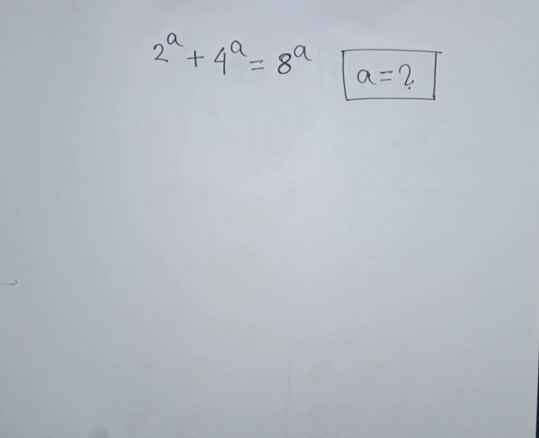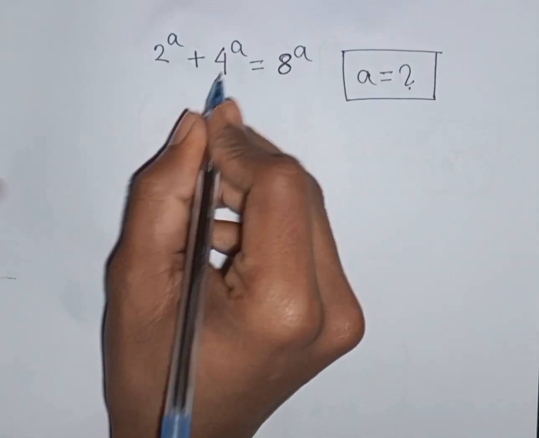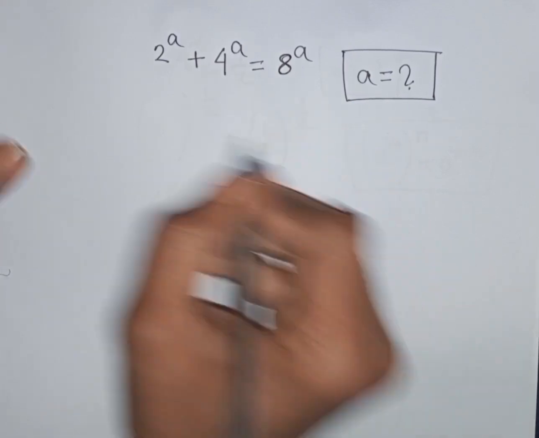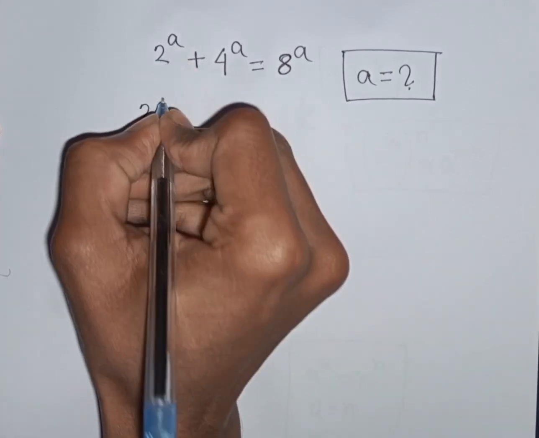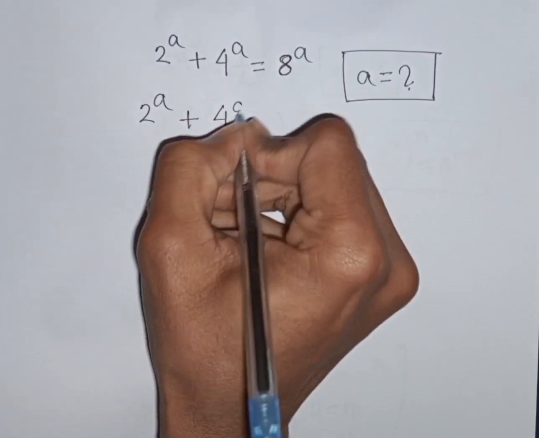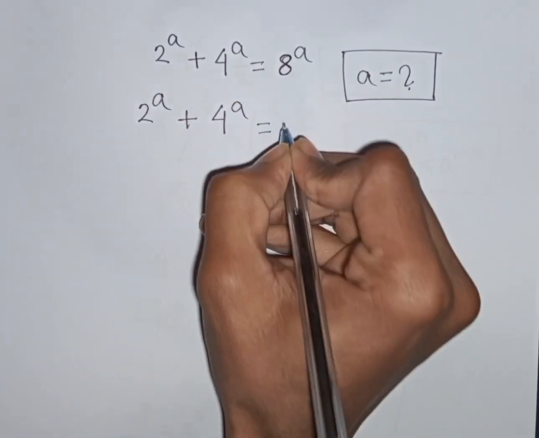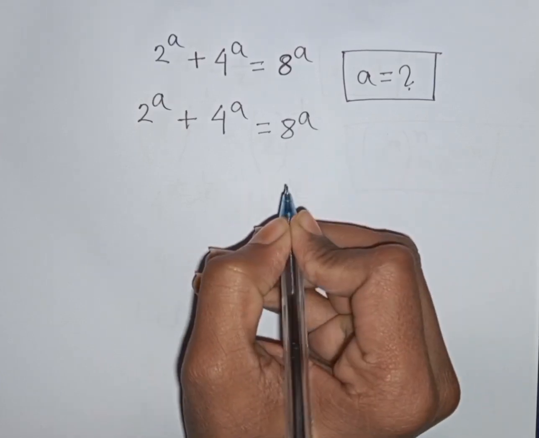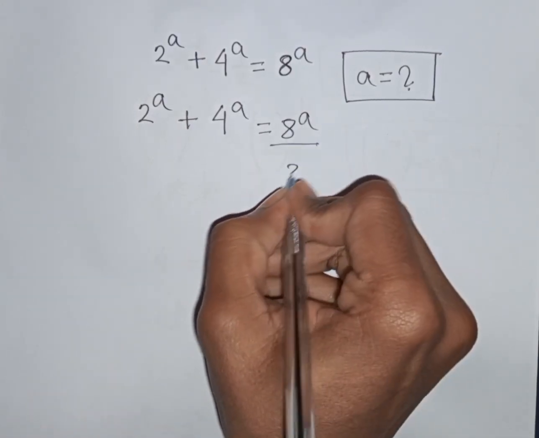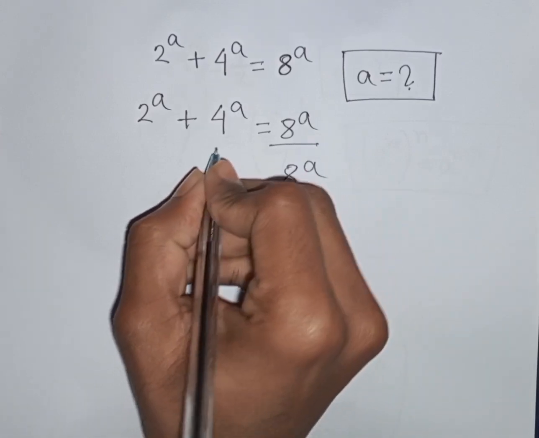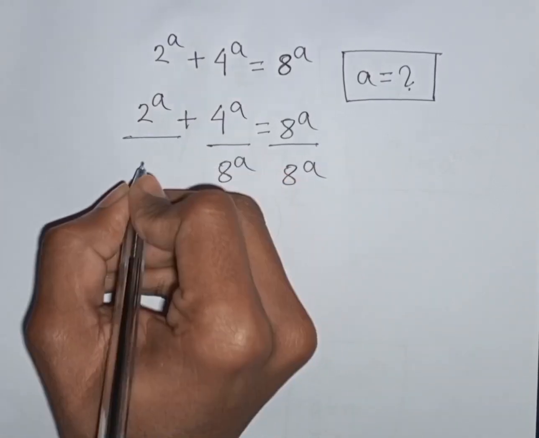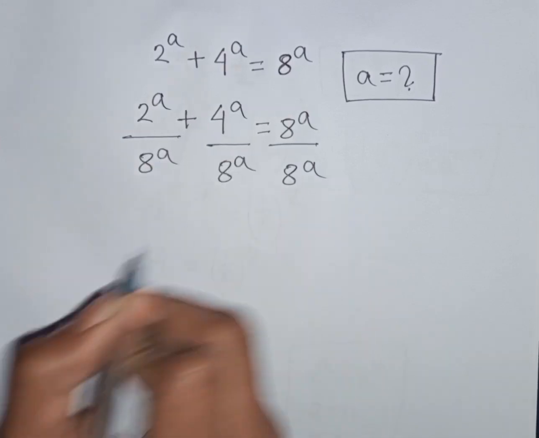How to solve 2^a + 4^a = 8^a? Find the value of a. So we have 2^a + 4^a = 8^a. Now we divide by 8^a on both sides.